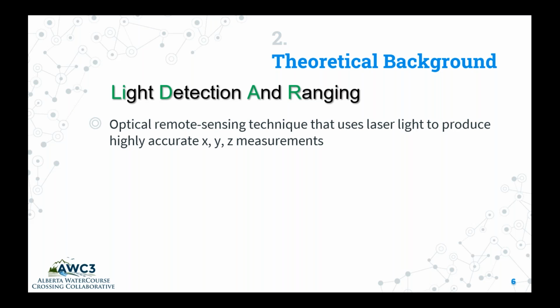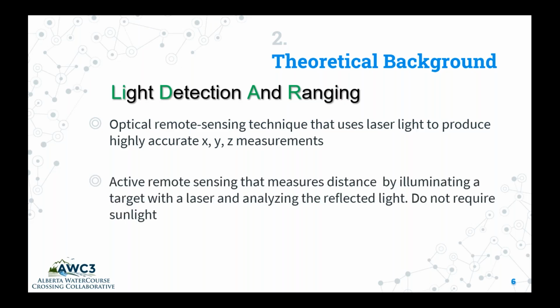This method is not new. It started off in the 1960s with the invention of the laser, whereas the first commercial airborne LiDAR system was developed back in 1995. LiDAR is an active remote sensing technique where a target is illuminated with the laser. This is usually done through a transmitter on a sensor and analyzing the reflected light, which is done by a receiver on the device.